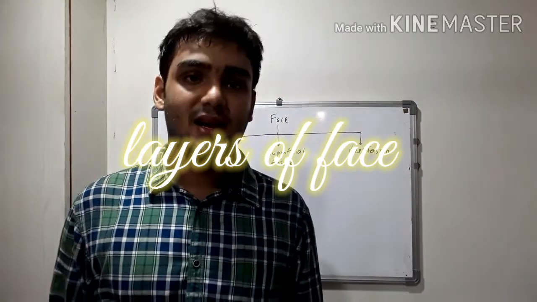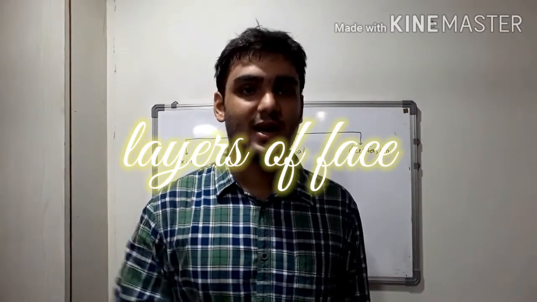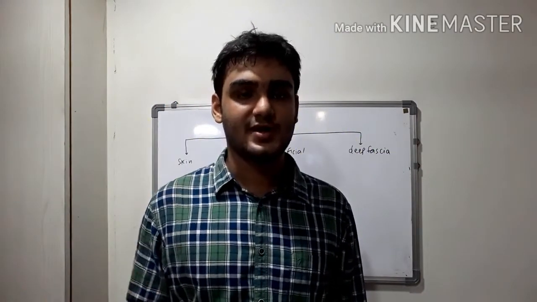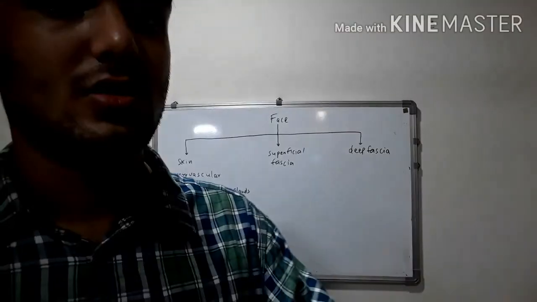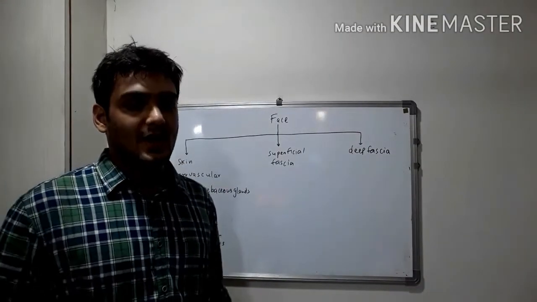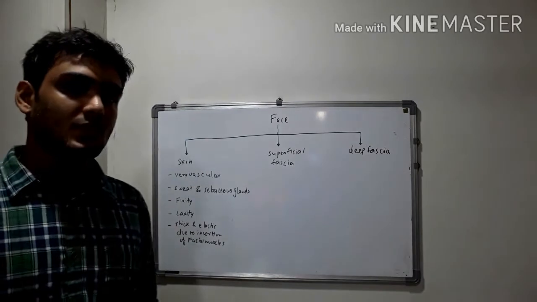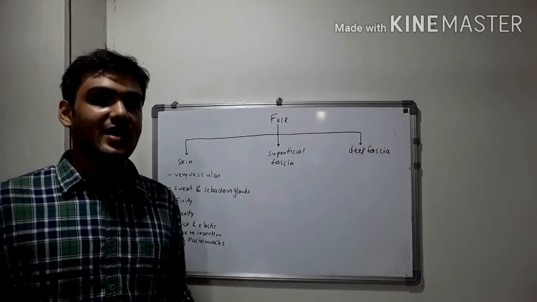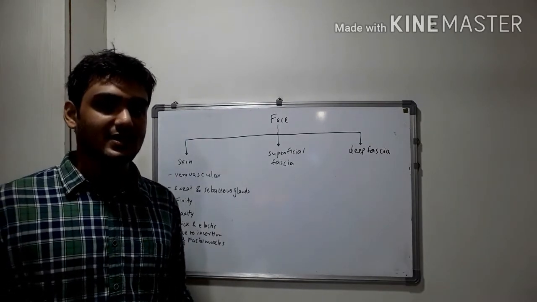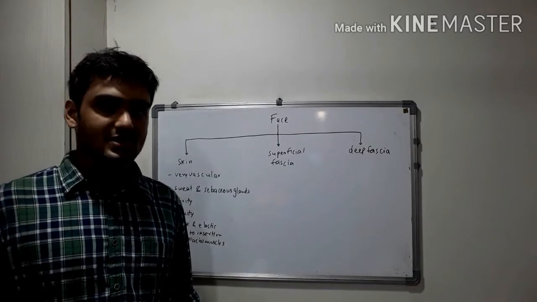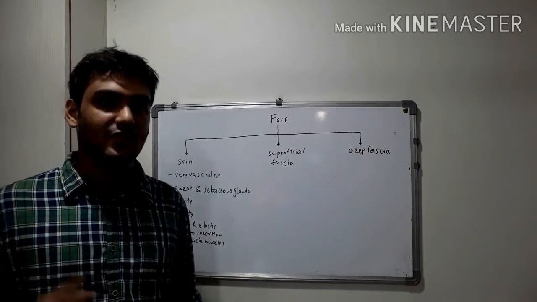Now let's talk about various layers of face. So any structure has three layers: the skin, superficial fascia, and deep fascia, and similar is with face. So talking about the peculiar points of skin. Firstly, the skin of face is very vascular, and due to this rich vascular supply, the face is endowed with the property of blushing and blanching.